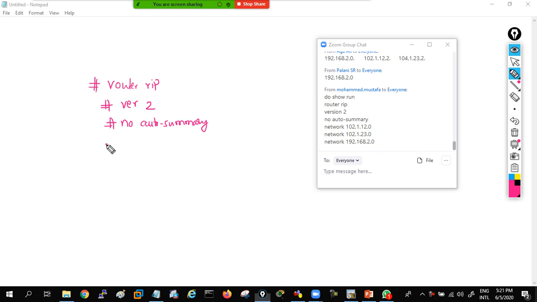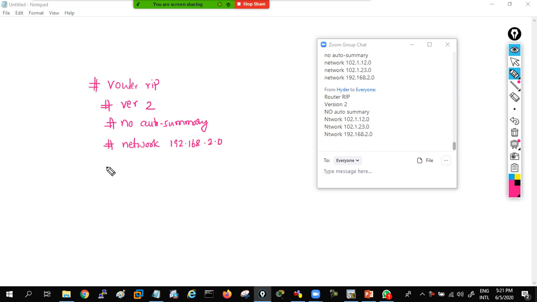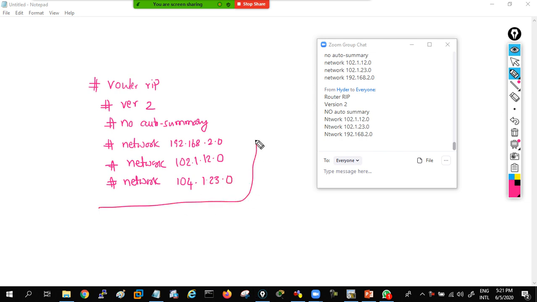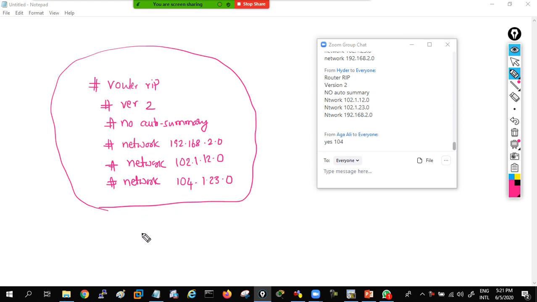Then you are going to type network 192.168.2.0. Then network, hello, it's 104, not 102. I remember everything. 102.1.12.0. Then network 104.1.23.0, right, guys? You are going to type like this. Everybody agree?